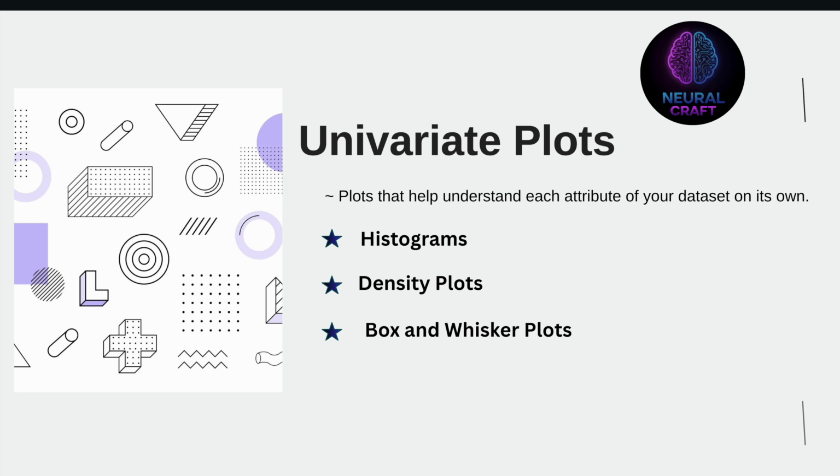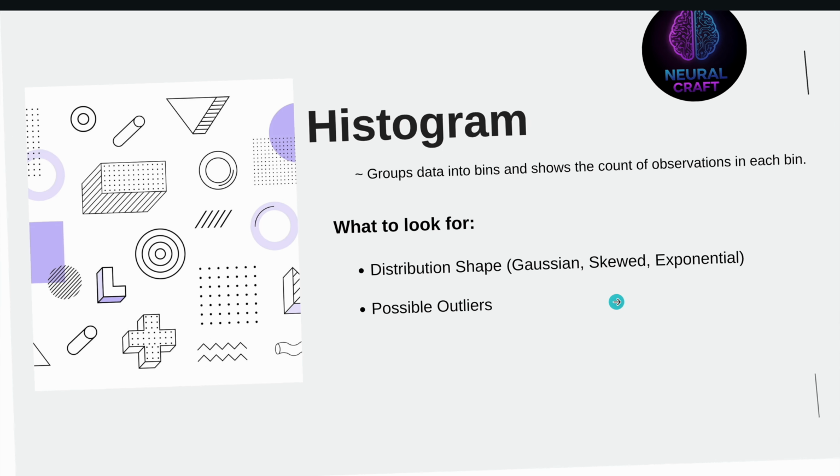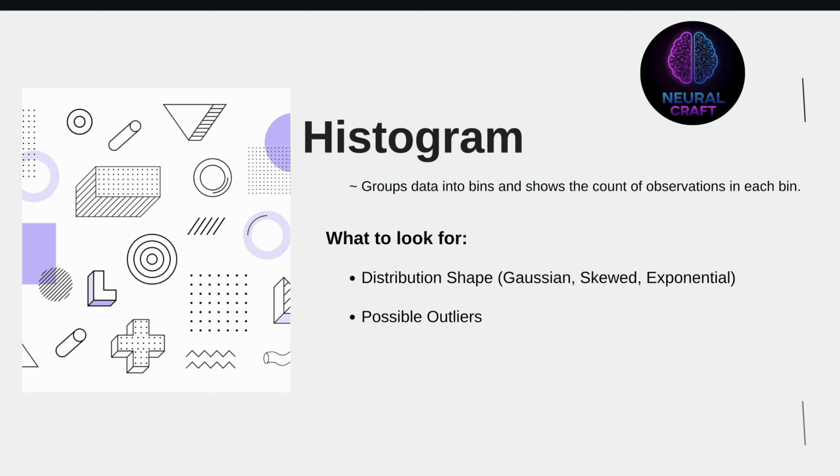There are basically 3 types, although there are also other types, but mostly you get details from these types of plots. One is the histogram, then another variation called density plots, and the third one is the box or whisker plots. So let's have some discussion on the histogram.